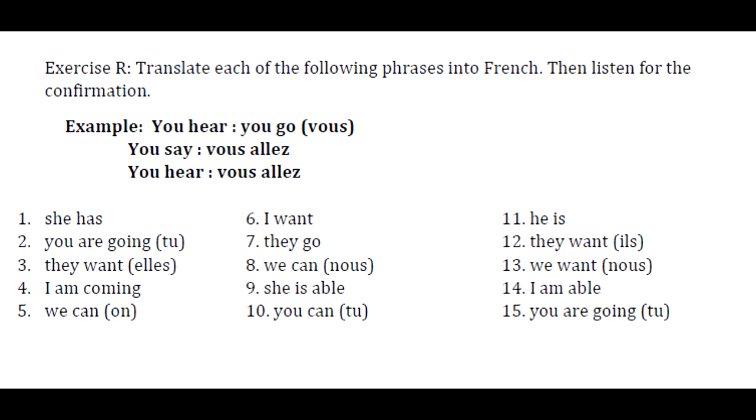Je viens. 5. We can, on. On peut. 6. I want. Je veux. 7. They go. Ils vont, or elles vont. 8. We can, nous. Nous pouvons. 9. She is able. Elle peut. 10. You can, tu. Tu peux. 11. He is.